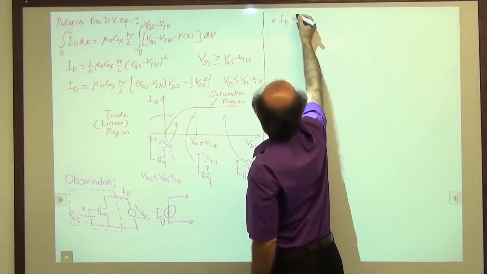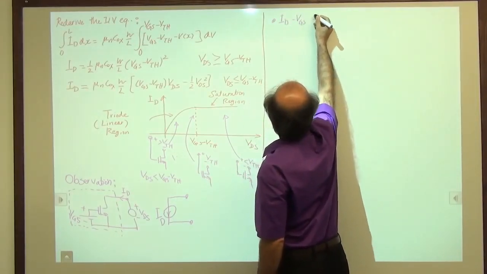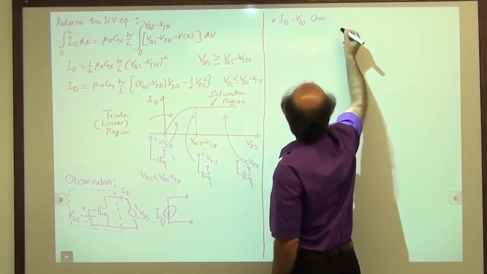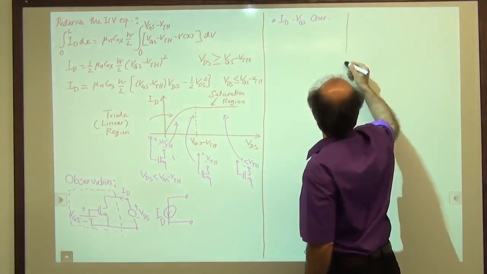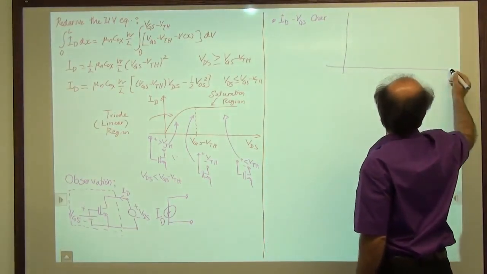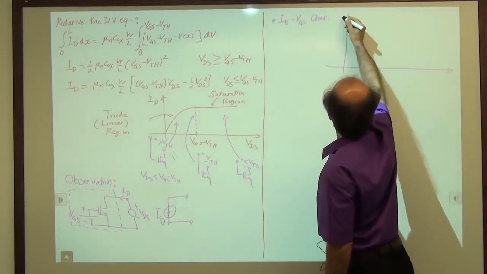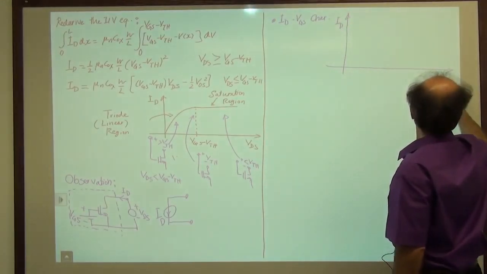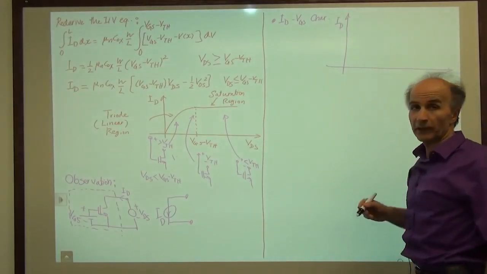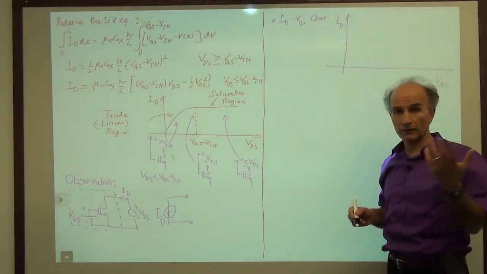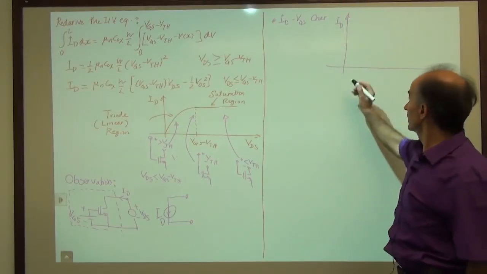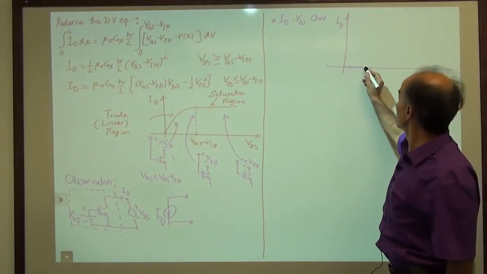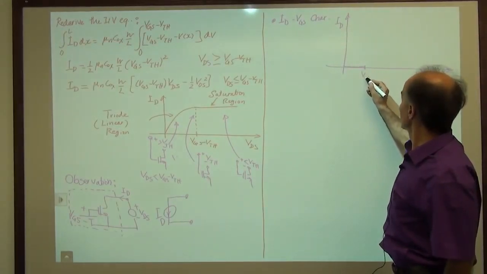ID, VGS characteristic. Okay, so here's ID, here's VGS. We know that if VGS is smaller than the threshold, the device is off. So no question about it. We have no current up to VTH.